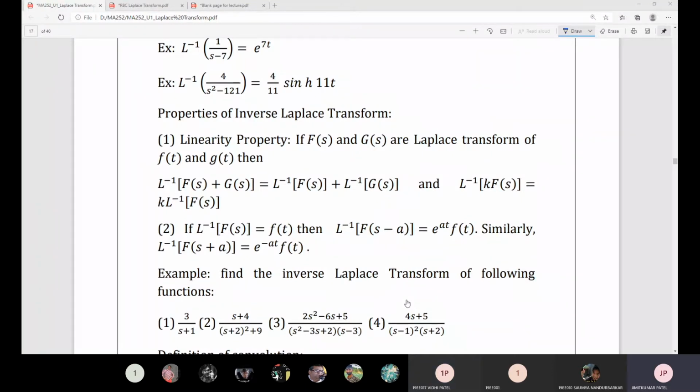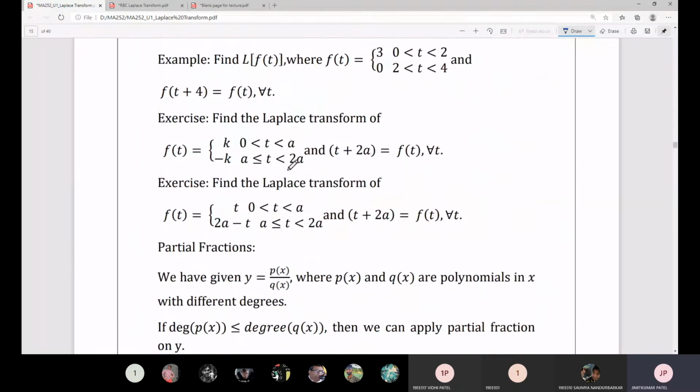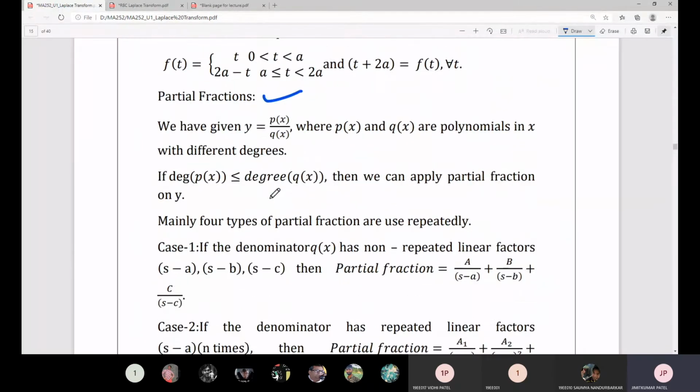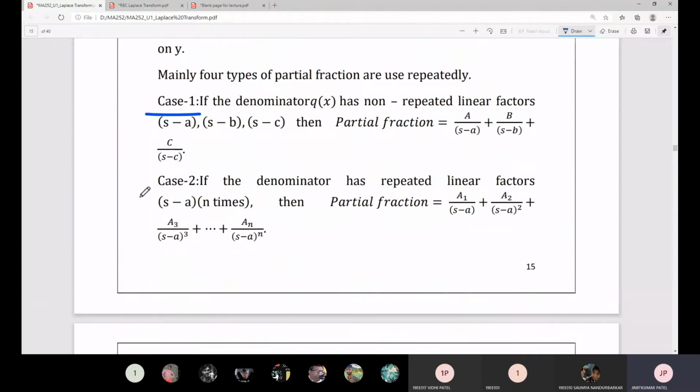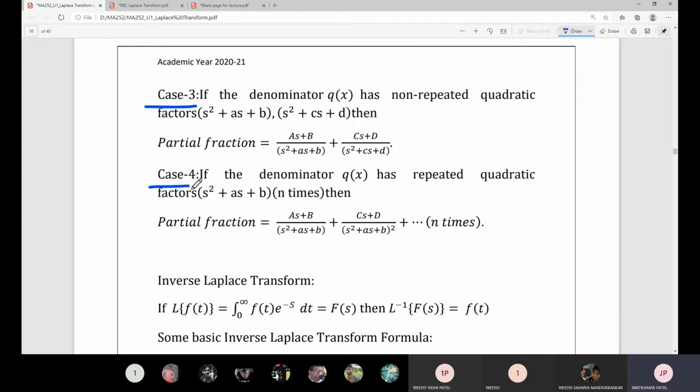In the inverse Laplace transform, what did we do? First we discussed the partial fraction. Am I right? Okay, quickly we go through it. How many types of partial fraction are there? There are four types. Case 1 means linear factor, case 2 means repeated linear factors, case 3 means quadratic non-repeated factors, case number 4 means repeated quadratic factors. We already discussed this.